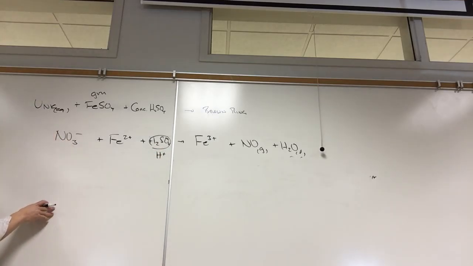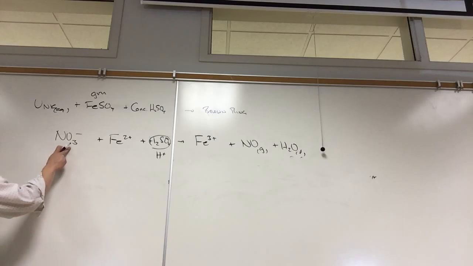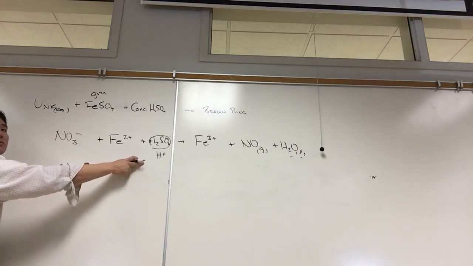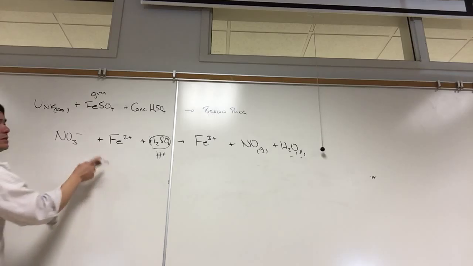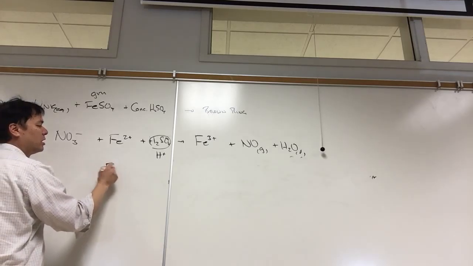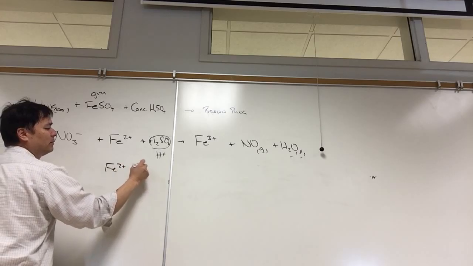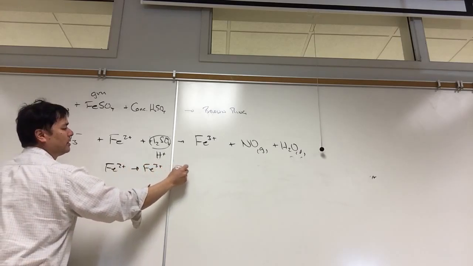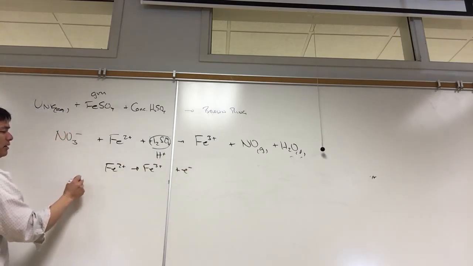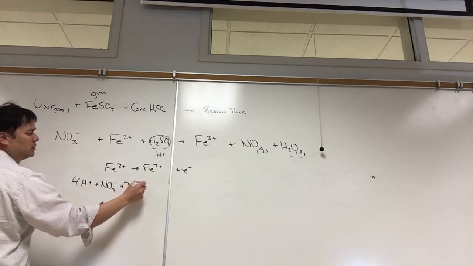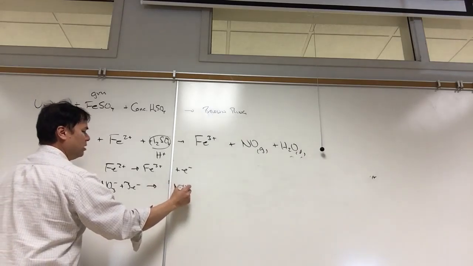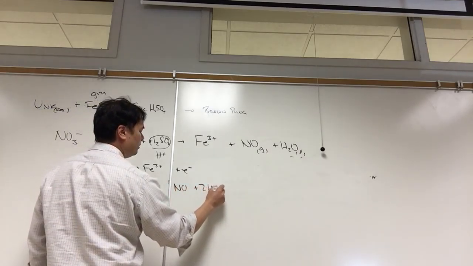Although sulfuric acid can be an oxidizing acid, there's a better oxidizer here. What is a better oxidizer? Nitrate and H+. That's a good oxidizer, right? Both of these half reactions occur on the redox chart. Fe2+ goes to Fe3+ plus an electron. And then the other half reaction is 4H+ plus a nitrate plus 3 electrons goes to NO plus 2H2O liquids.